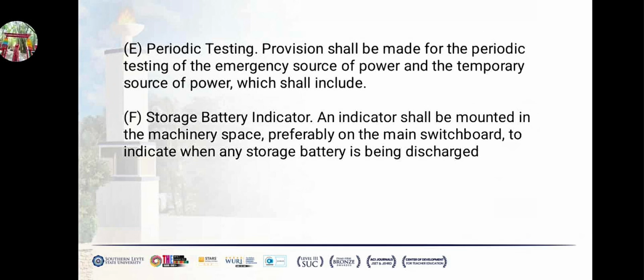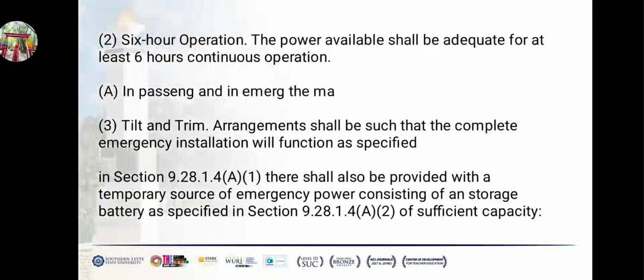Periodic testing. Provision shall be made for the periodic testing of the emergency source of power and temporary source of power, which shall include a storage battery indicator. An indicator shall be mounted in the machinery space, preferably on the main switchboard, to indicate when any storage battery is being discharged. 6-hour operation. The power available shall be adequate for at least 6 hours continuous operation. Tilt and trim. Arrangement shall be such that the complete emergency installation will function as specified.